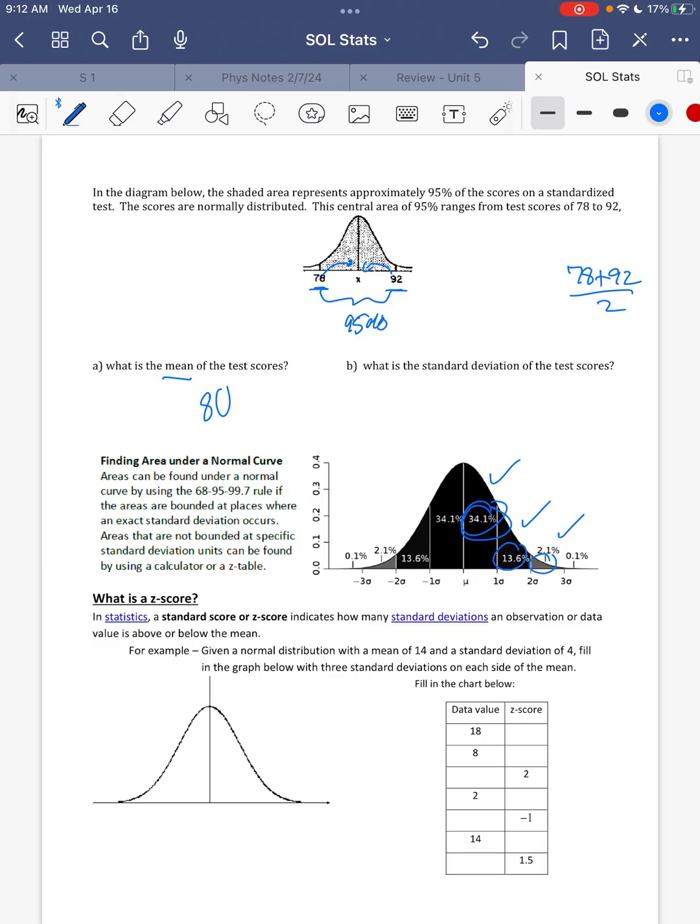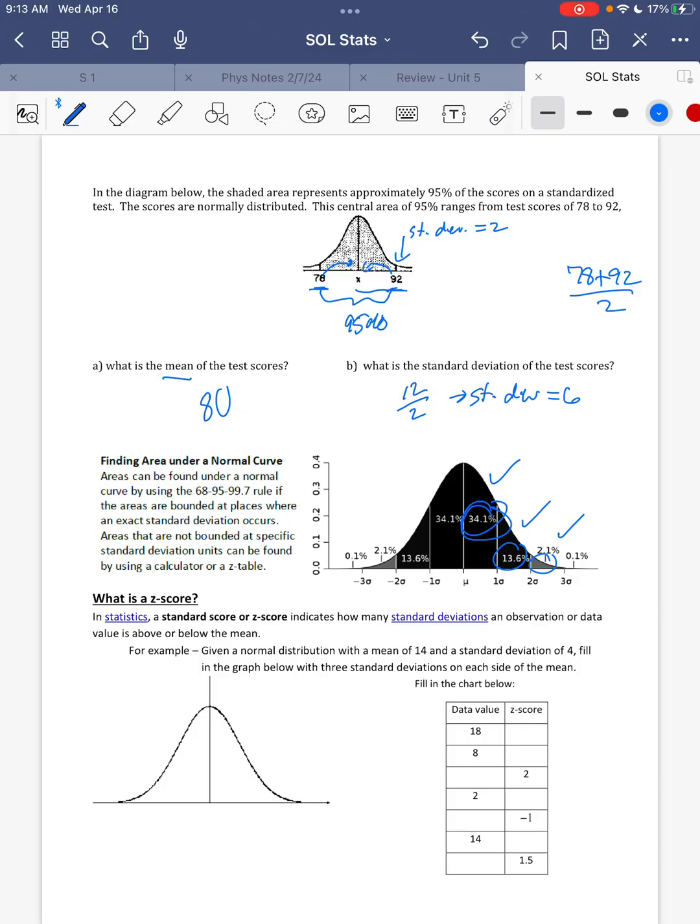Then it says, what is the standard deviation of the test scores? Well, like I said, right here, we're at standard deviation equal to 2. So the distance between the center and 92 is about 2 standard deviations. So I can divide that distance by 2 and then figure out how big the standard deviation was. So if I'm going from 80 to 92, that's a distance of 12. I divide that by 2. So that means my standard deviation is about 6, right? Because we knew that 95% means that we were about 2 standard deviations on either side.